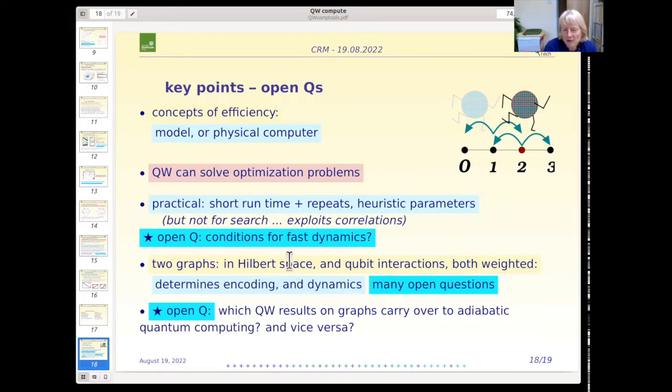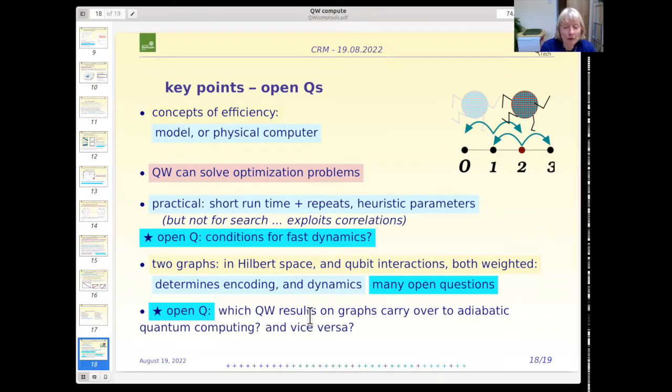The properties of these graphs and the interaction between them determine both the encodings available and the dynamics. There are many open questions to characterize which graphs it's possible to set this up for. The tensor product structure of the qubit space induces the subset of graphs that you get in Hilbert space that you can use. And how do the properties of the graphs then determine how well you can solve the problems?